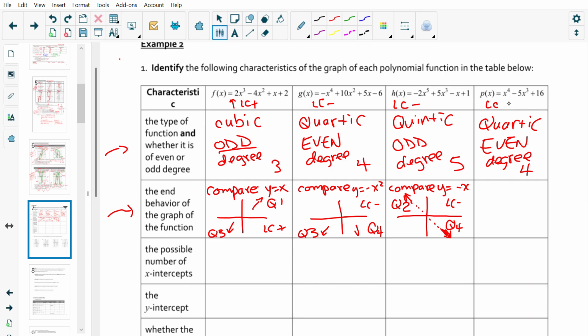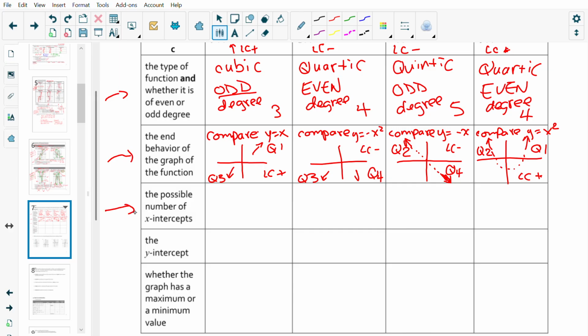Quartic, even degree. This time the LC is positive. What am I going to compare this to? Compare it to y equals x squared, since the LC is positive. I know I have a parabola that does something like that, but I'm going to leave the middle blank because I don't know exactly what it looks like. It starts in quadrant 2, ends in quadrant 1. So imagine a parabola like that. And this one, the LC is positive.